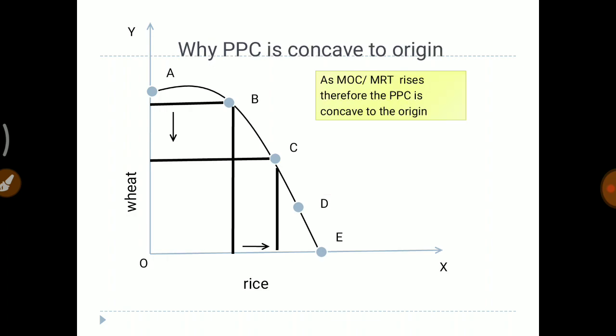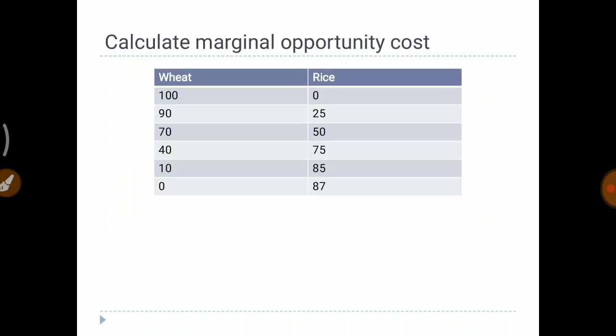Why is PPC concave as MOC rises? Here comes the other name of MOC, which is marginal rate of transformation. As it rises, PPC is concave to origin. Now calculate marginal opportunity cost in the given example. As I told in my previous lecture, the formula for MOC is delta loss upon delta gain. Now we will apply it here.